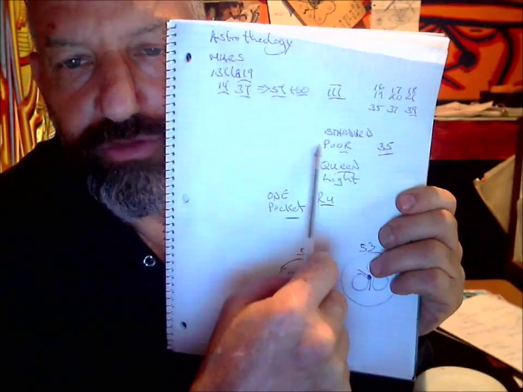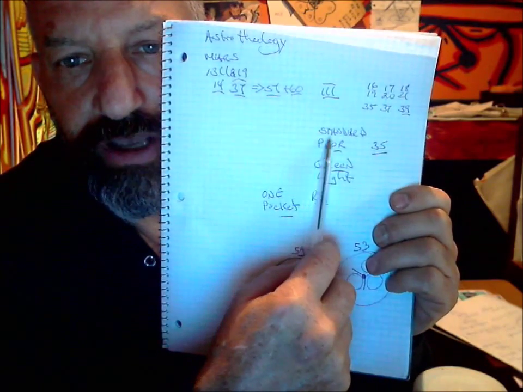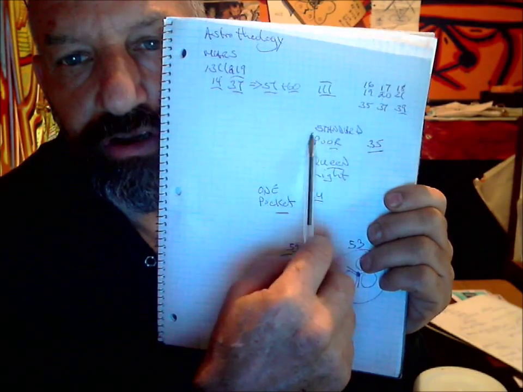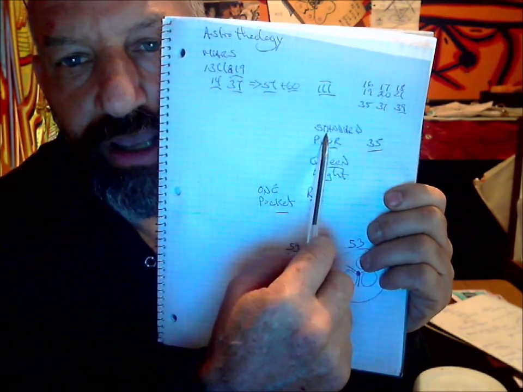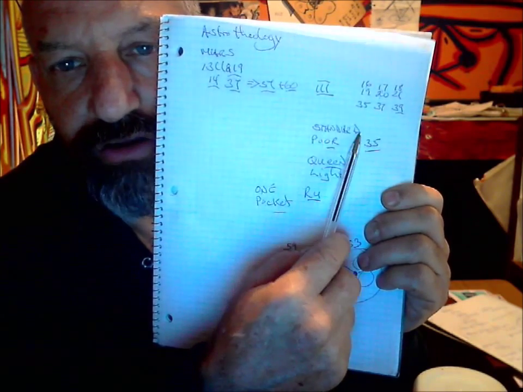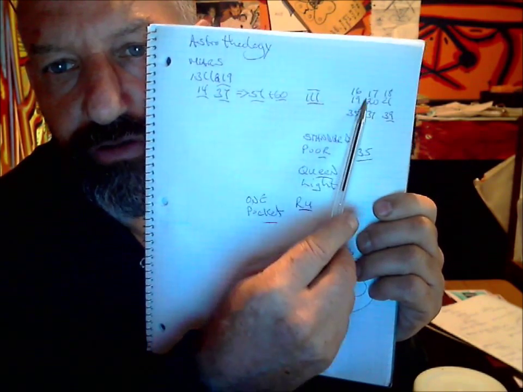16 and 19, standard and poor. Who is first? What are the initials of first? ST. What are the initials of second? ND. What are the initials of third? RD. Standard. 1, 1, 1. AN, AD, AR. Standard. 16, 19, 35, 17, 20.